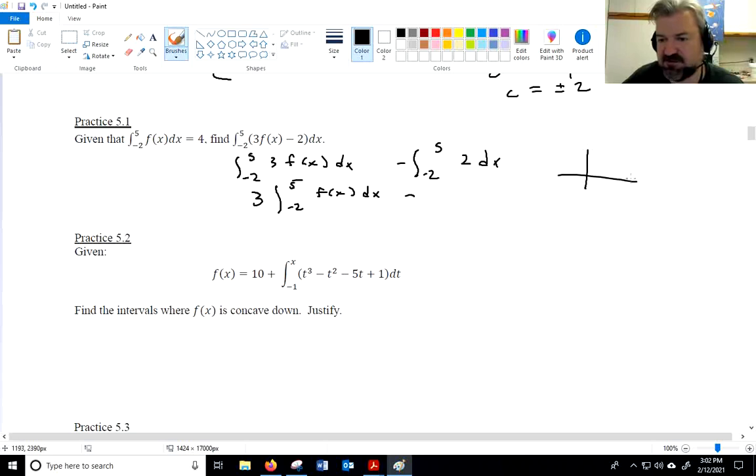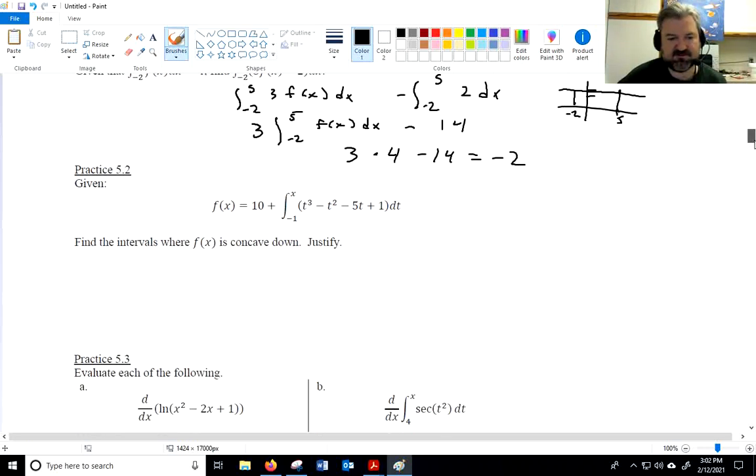But I prefer to just think about this as a rectangle, because y equals 2 is a horizontal line. And we're looking at bounds from negative 2 to 5. So that's 7 on the base, 2 on the height. So that's just a 14. So this is 3 times, they gave me that value is 4, minus 14, is a negative 2.